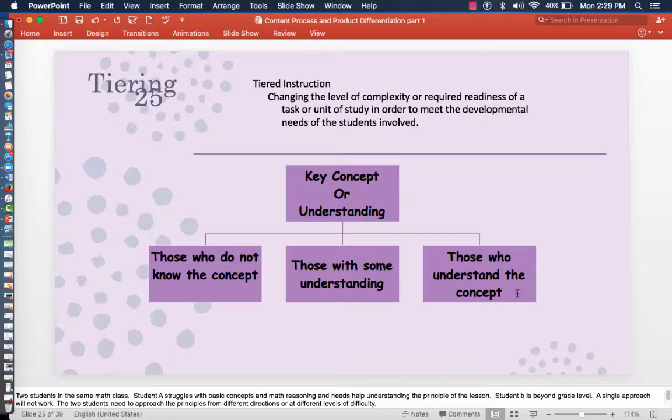Okay, so if you're giving them a presentation, you might have one level of expectation for the student for whom this is a new concept. They're just learning about it. Those with a little bit of understanding, you're going to expect a little bit more, and those who really understand the concept should be learning quite a bit more. It's like the difference in this class where you have undergraduate and graduate students. I expect more from graduate students in the same project than I do from undergraduate students.